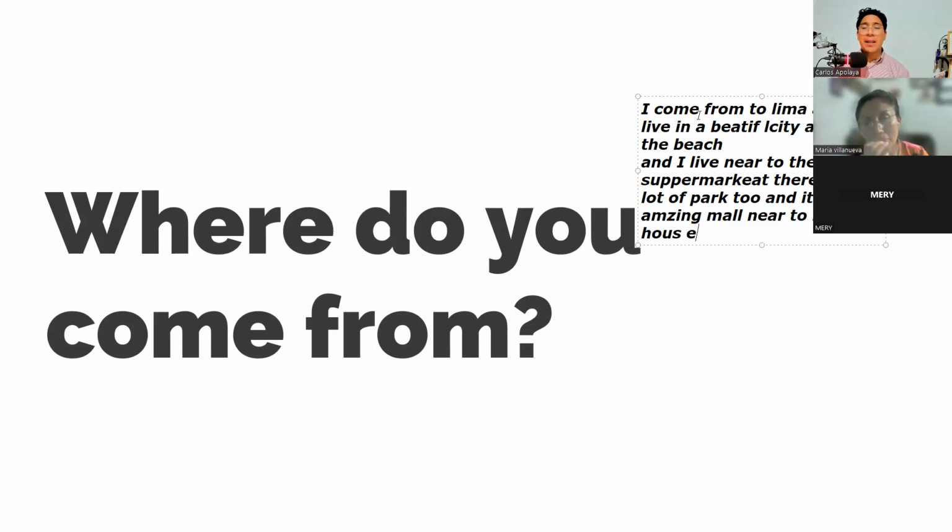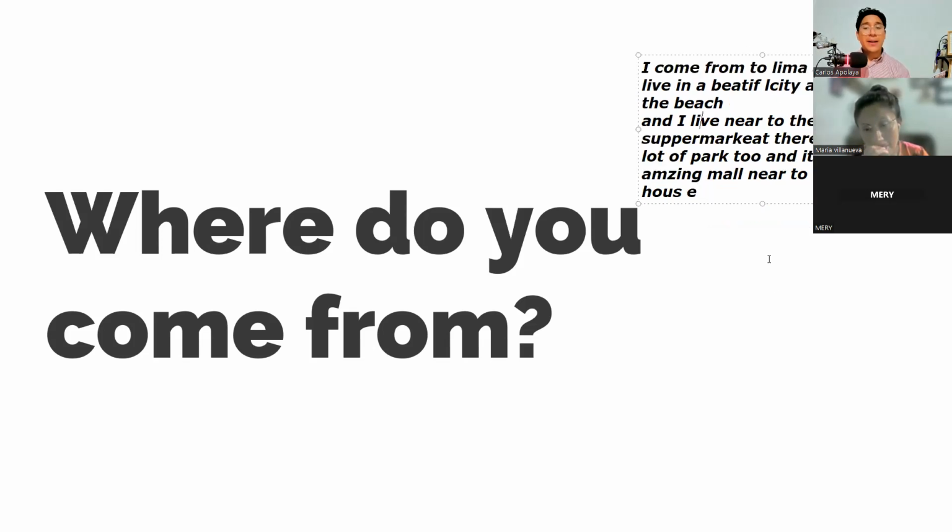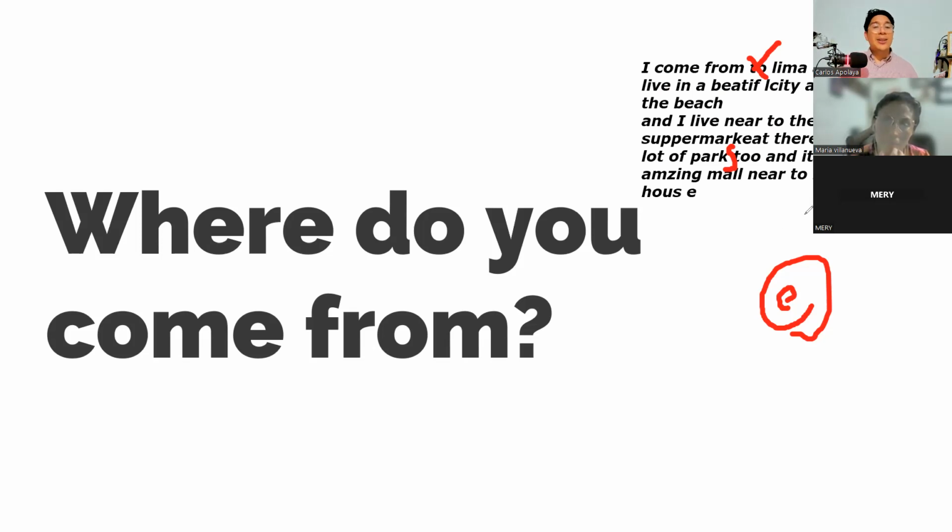Let's check your answer. I come from Tolima. In English, we never say to, we say I come from or I am from, okay? I am from Lima, I come from Lima. And I live in a beautiful city around the beach. What do you mean when you say around the beach? Alrededor de la playa, right? Yes. Yeah, but when you say, okay, maybe this, okay, cool. I live near to the different supermarkets. There are a lot of parks. No te comas los plurales. There are a lot of parks too, and it has an amazing mall near to my house.